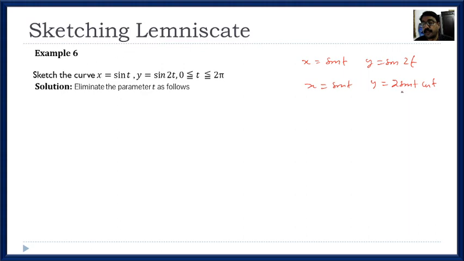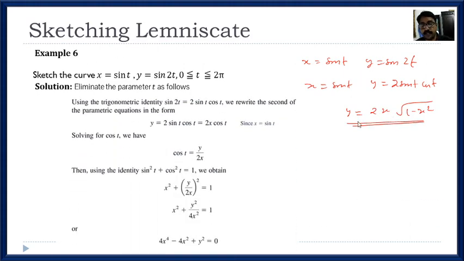And how do we eliminate t? We have sin t is x. So this doesn't make any problem because y is equal to 2x you can write. But cos t you should write as square root of 1 minus sin square t, so 1 minus x square. So this is the actual equation. When you square it and write all the terms to one side, you get the equation in the form 4x raised to 4 minus 4x square plus y square is equal to 0. This was the equation that we discussed earlier the first time, the equation represented by that curve.